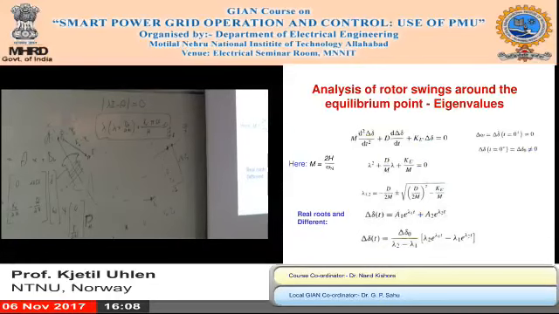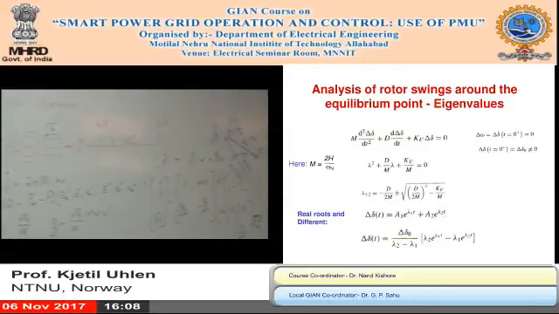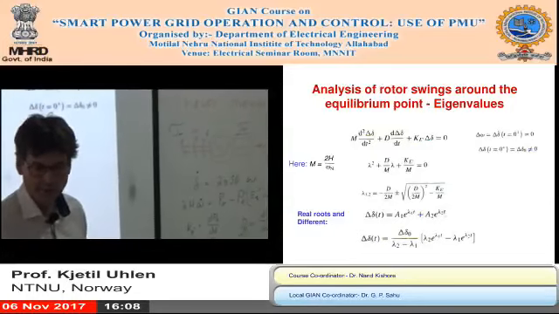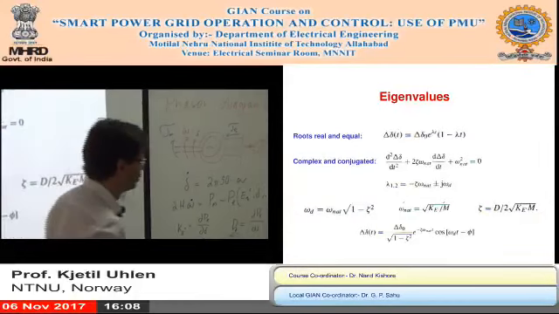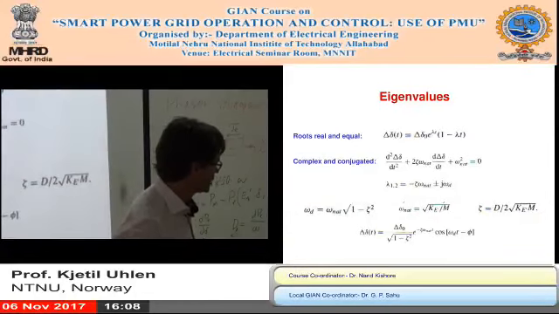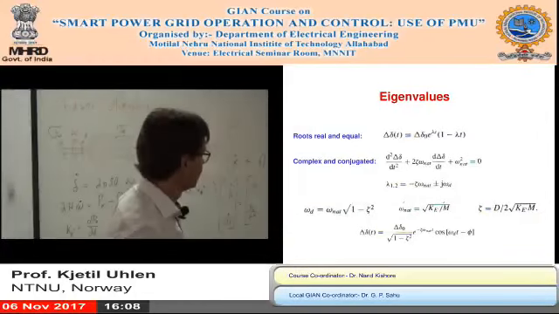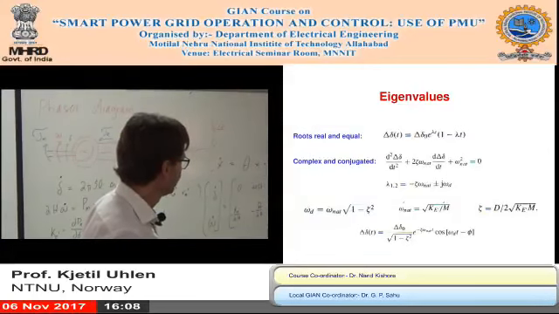And then we can analyze the eigenvalues we get. So usually we would get two complex, a pair of complex conjugate eigenvalues out of this.